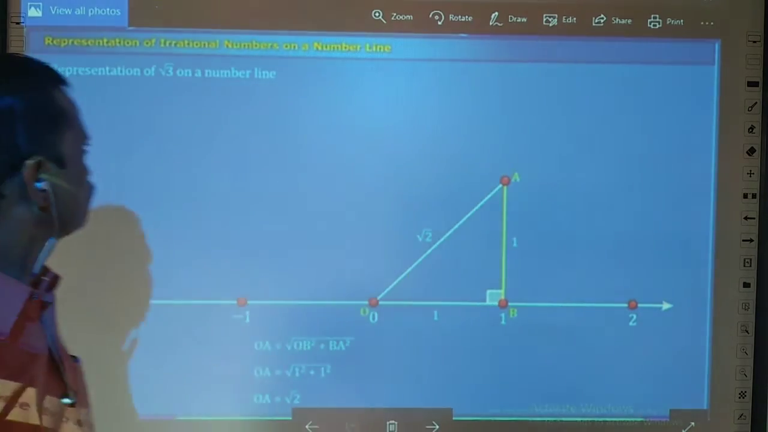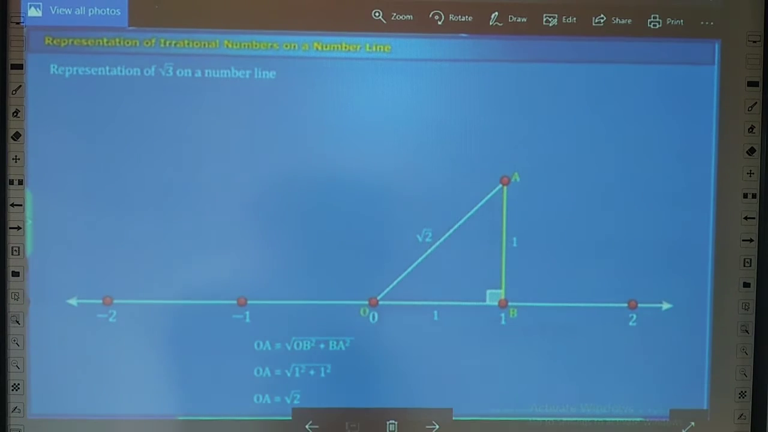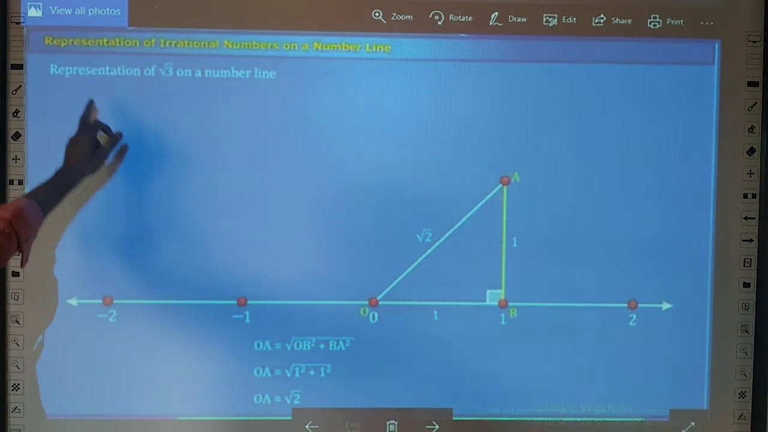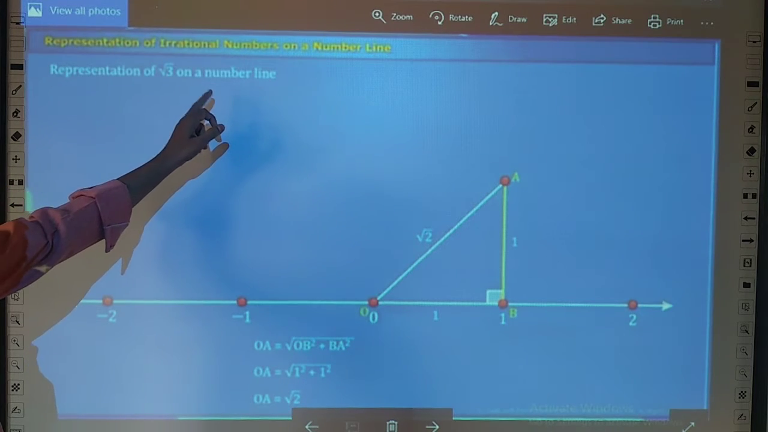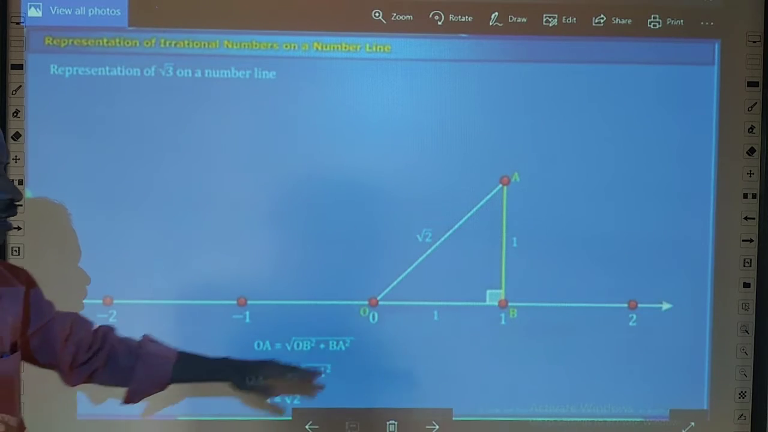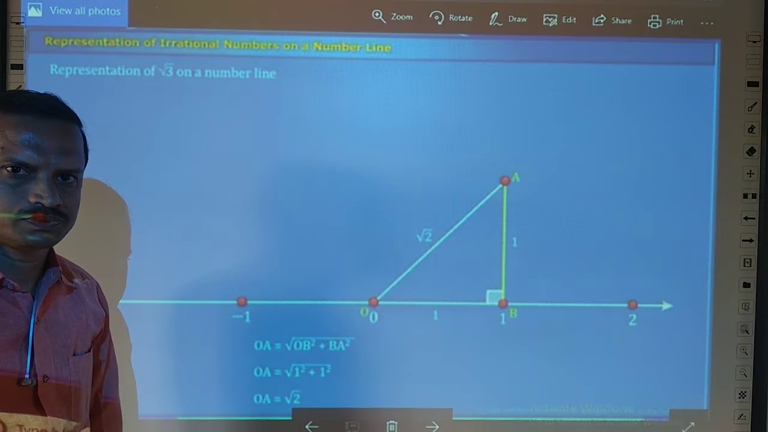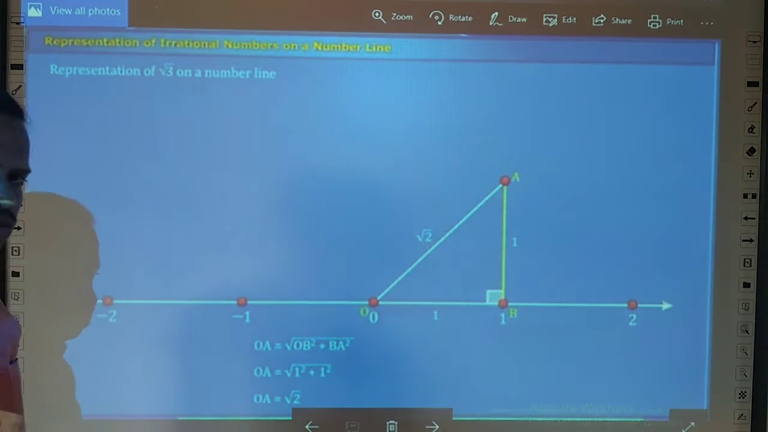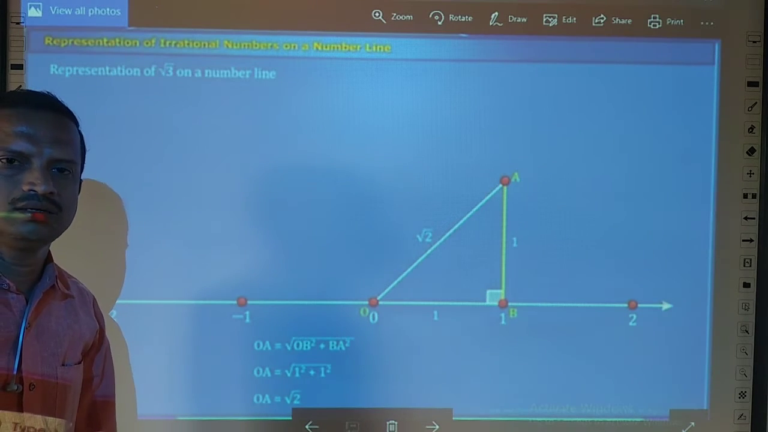Now, let us recall how we can locate irrational numbers like root 2, root 3, root 5 and more on a number line. First, this is for root 2. Here, the representation of root 3 on a number line is given. But the first step is root 2, and then you see how we can locate root 3.